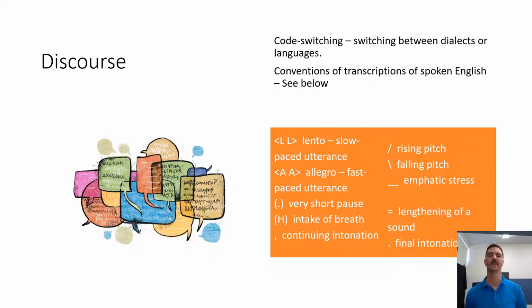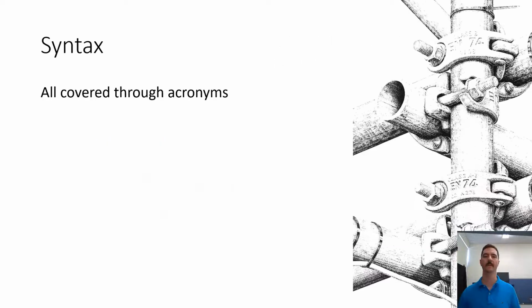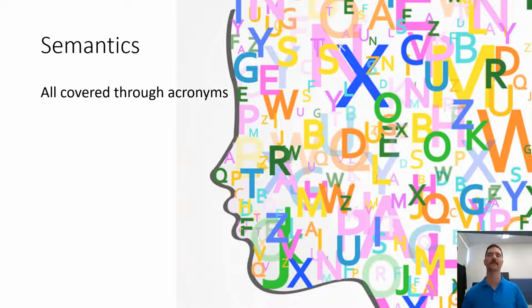You also need to know about the conventions of transcription for spoken English. If you've done a number of spoken discourse texts, then you'll get a pretty good idea of what these are: lento, allegro, all these patterns. Even if you create a transcript for a text that you think is really interesting, maybe an example you're going to use for section C, it might be worth turning that into a transcript just so you can think about the prosodic features that contribute to the meaning of that text. Syntax has been acronymized, so you're free, and semantics likewise. All of those have been covered through a long list of ugly acronyms.